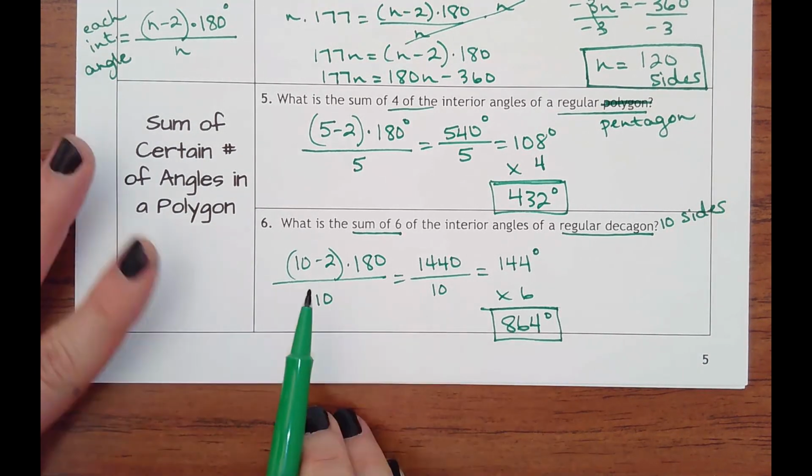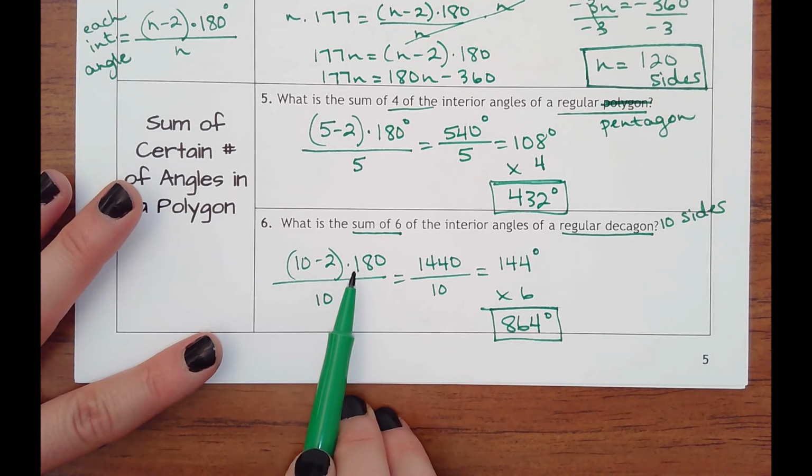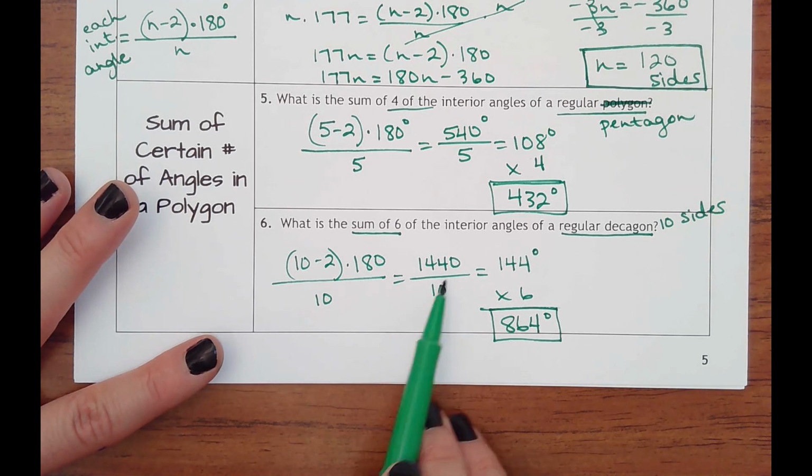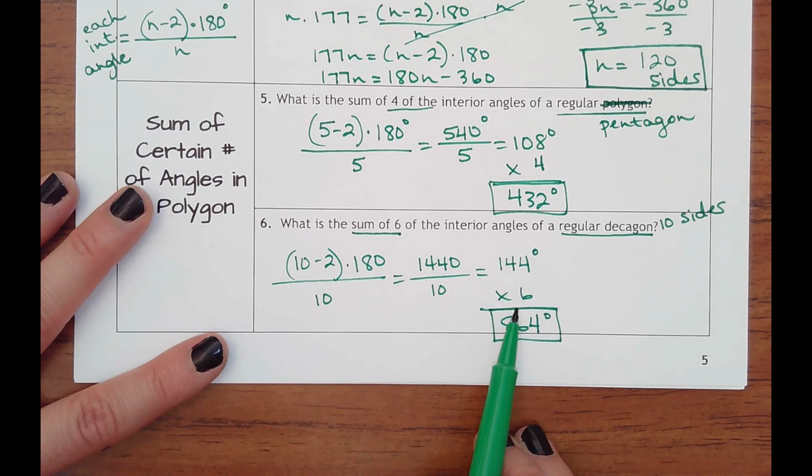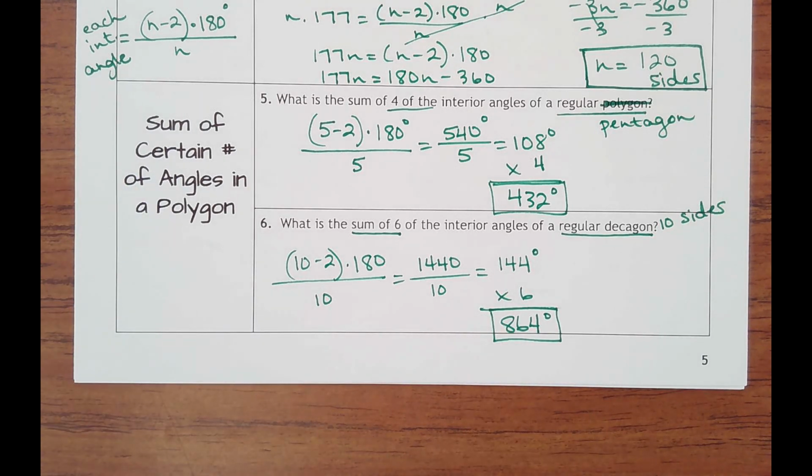All right, I set it up. So 10 sides minus 2 would be 8 triangles times 180. It's 1,440 degrees divided by 10 sides means each angle is 144 degrees. 6 of them would make 864 degrees.